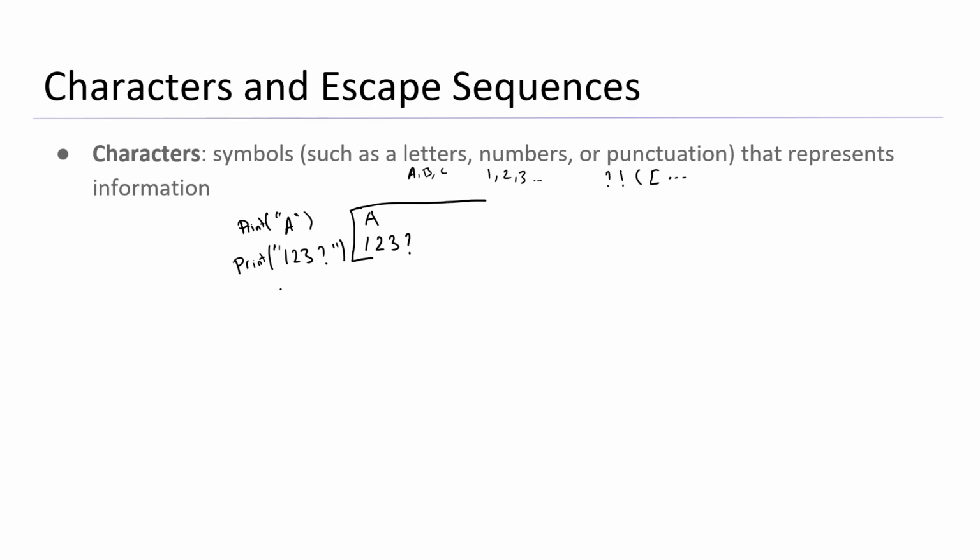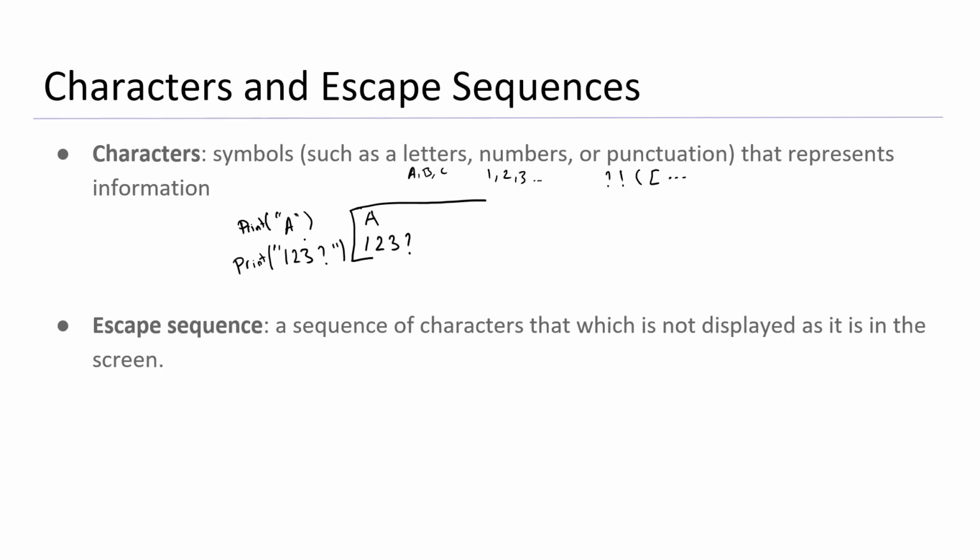Now, not all characters have the same behavior. Not all characters are displayed the way they are written in the string. Those kinds of characters, we call escape sequences. An escape sequence is a sequence of characters which is not displayed as it is on the screen. We have already seen one example of such an escape sequence, and that is the \n character. The \n character represents a new line character. In a sense, it represents the enter key on your keyboard, having the same kind of effect as pressing enter.